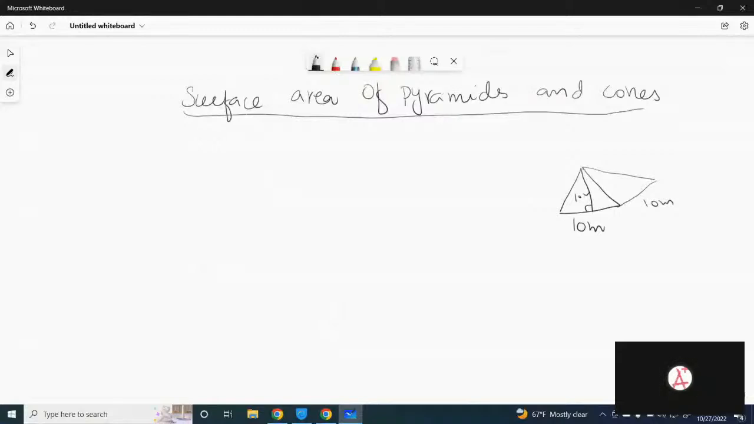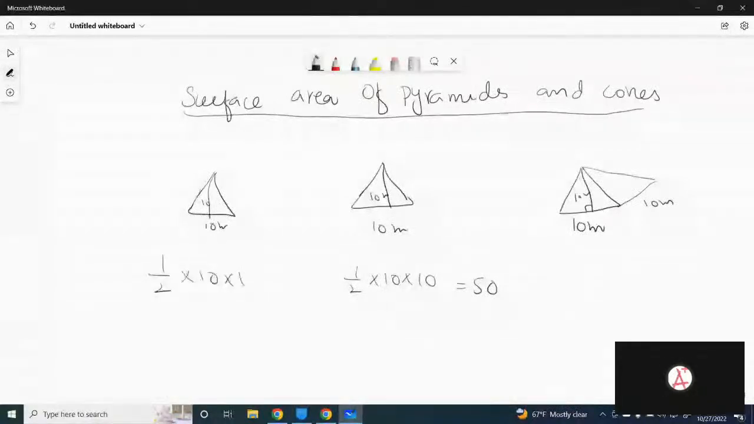Let's start with the first one. Let's start with this face. This one is 10 and this one is 10. You are given height and base of the triangle. So the area of the triangle is half times base times height. So it would be 10 times 10 is 100 and 100 divided by 2 is 50. So same is the area of the face that is opposite to this one. This is 10 and this is 10. So you have to do half times base times height and it would be 50. So all the four triangular faces have the same area, that is 50.